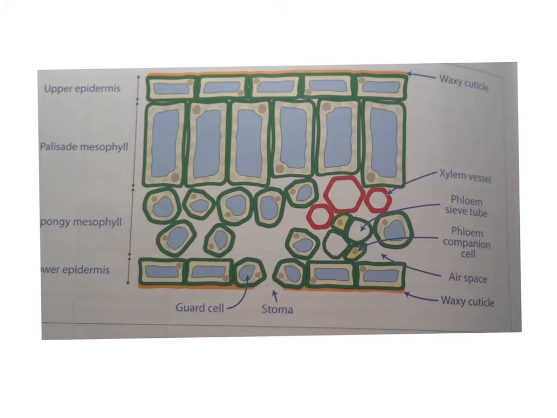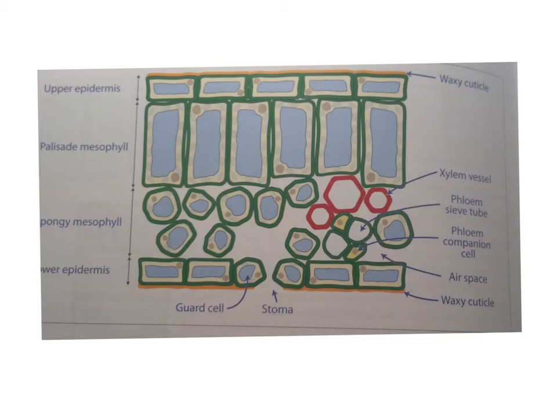where the tissue layers are here. Well, that's the upper epidermis, and down here we've got the lower epidermis. This layer here is the palisade mesophyll, and down here, the spongy mesophyll.